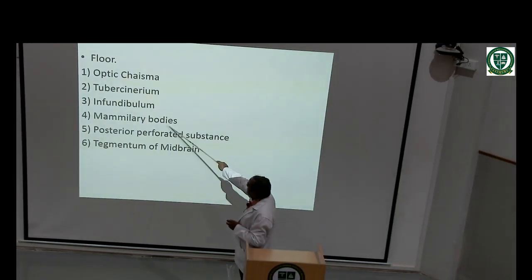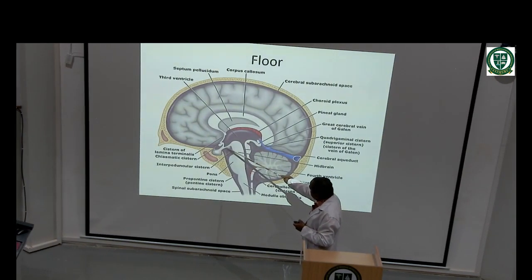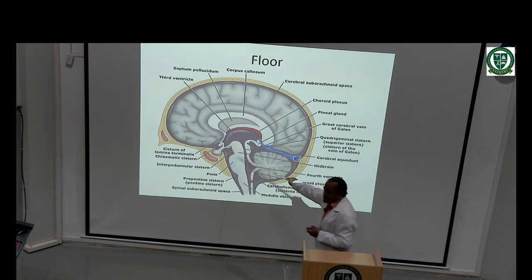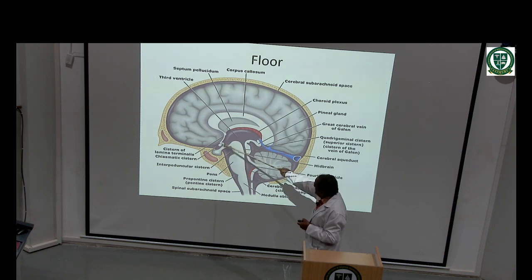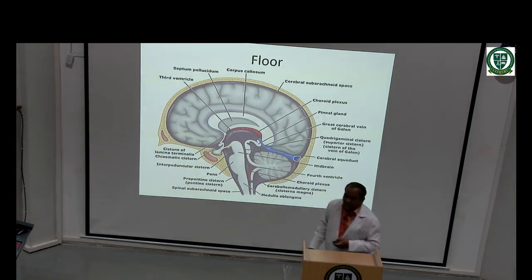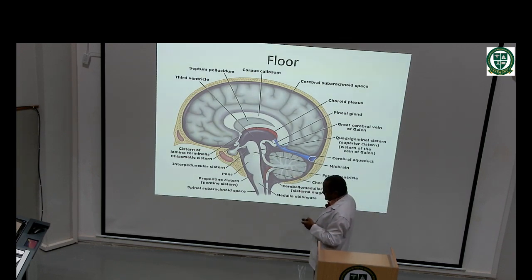Next, mammillary bodies, posterior perforated substance and tegmentum of the midbrain. So these are the mammillary bodies, and this is the tegmentum of the midbrain. Already we studied this. Next, here you have the posterior perforated substance. This part. See, all these form the floor of the third ventricle.